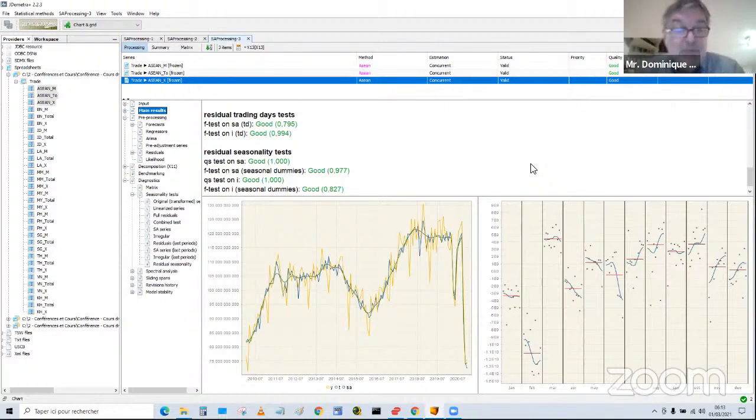Now I continue. Let me have a look at the Q statistic, at the calendar effects.